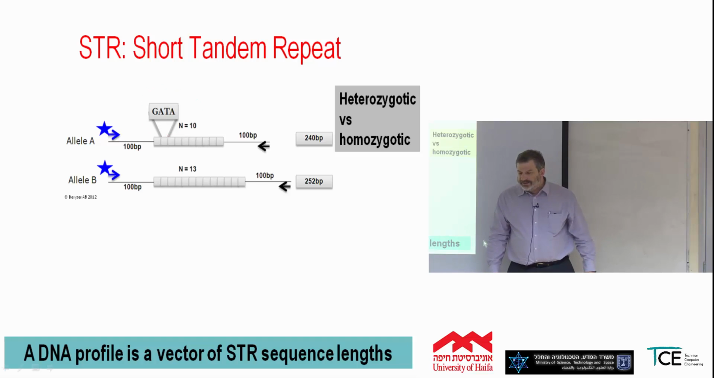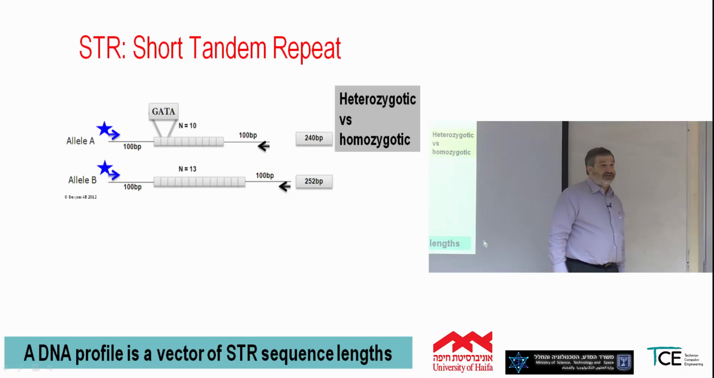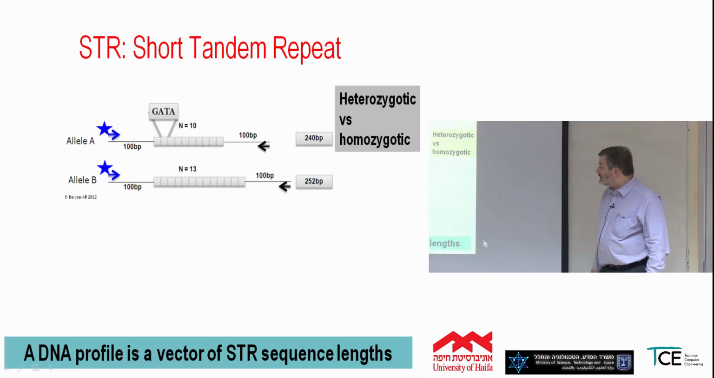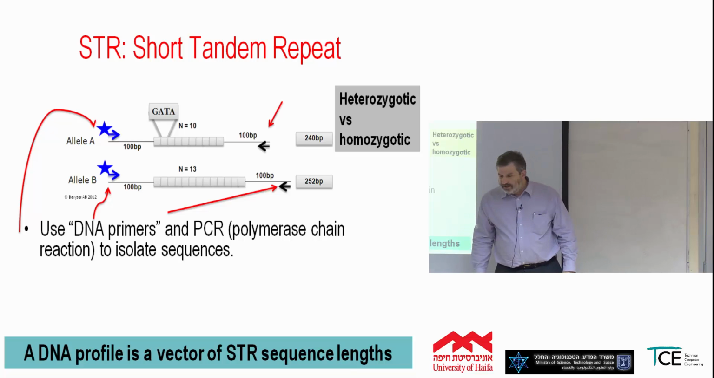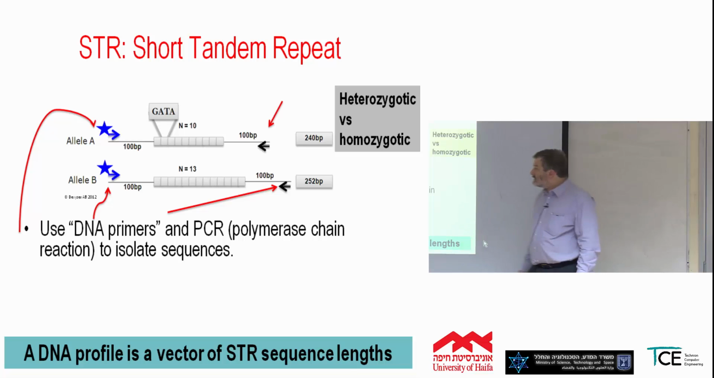So a DNA profile is a vector of STR sequence lengths. So it's a 13 long vector. Let's say, at least in the homozygote case, it's a vector of length 13 of integers. And as we said, you use the DNA primers and the polymerase chain reaction to isolate those sequences and then test them. How do we test them?